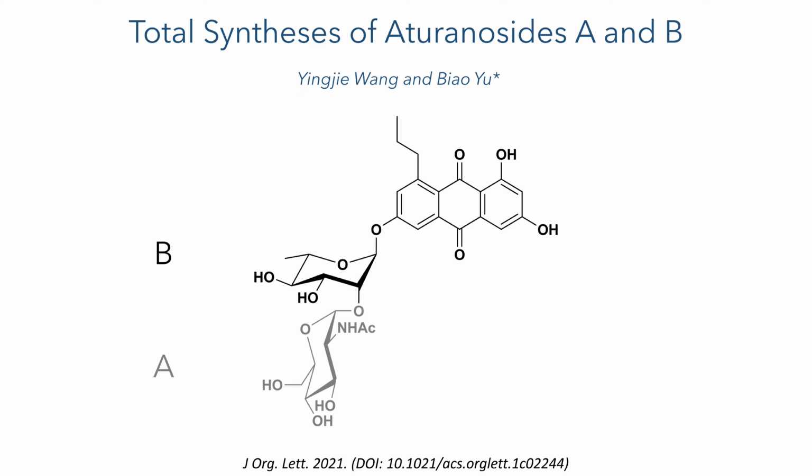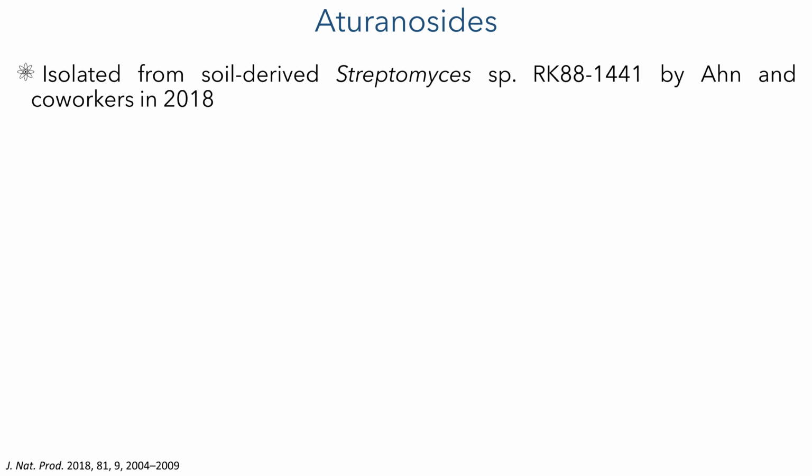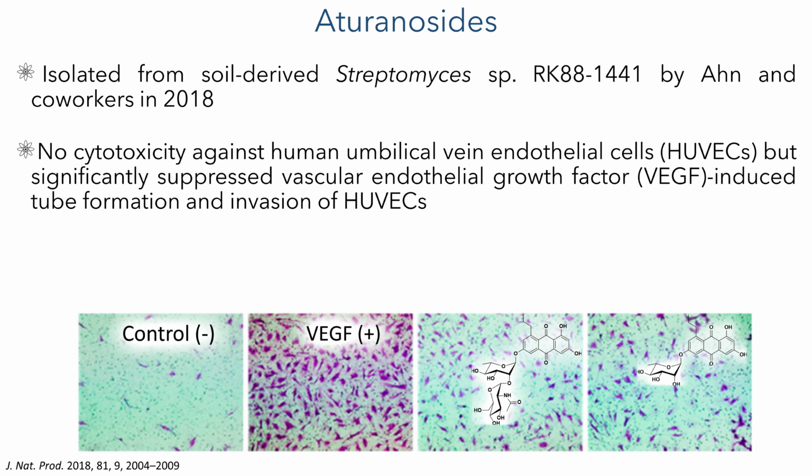The work that we will be looking at in this video was published in Organic Letters by Yingjie Wang and Biao Yu. Aturanosides A and B were first isolated in 2018 by An and co-workers from a soil-derived Streptomyces strain. These compounds don't show any cytotoxicity against human umbilical vein endothelial cells, but they do significantly suppress vascular endothelial growth factor-induced tube formation and invasion of these endothelial cells.